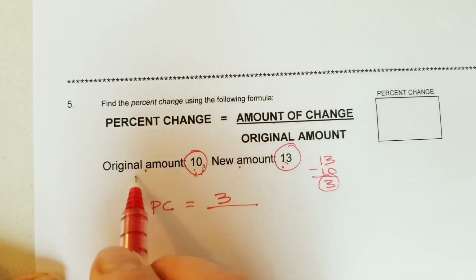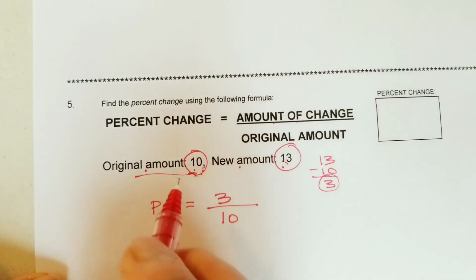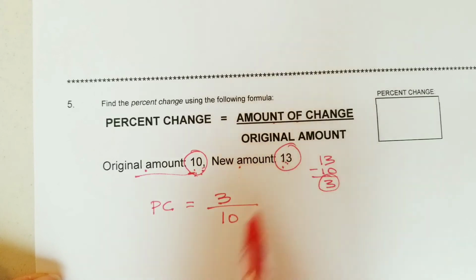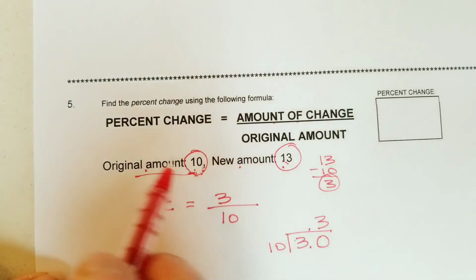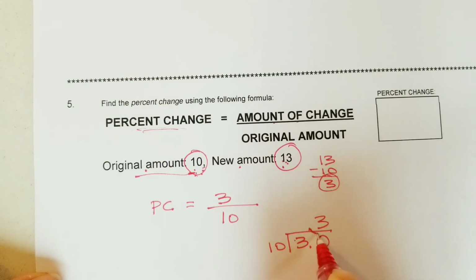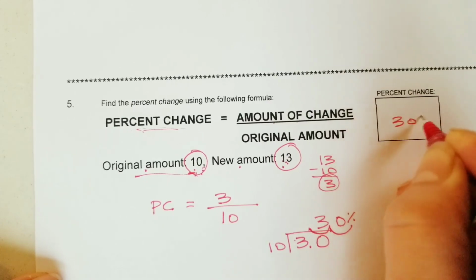The original amount is 10. Make sure you put the original amount, not the new amount. Original amount goes in the denominator. And now you will divide 3 divided by 10. Plotting your decimal right away, adding your annex 0. 10 goes into 33 times, and you get 0.3. So they want a percent change, though. We were looking for a percent change. So turning our decimal to a percent, move it over 2 times, and we get 30%.